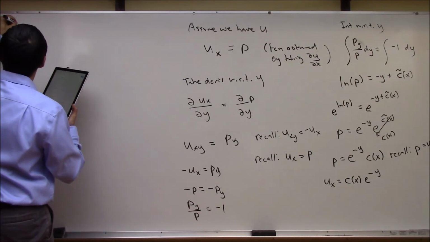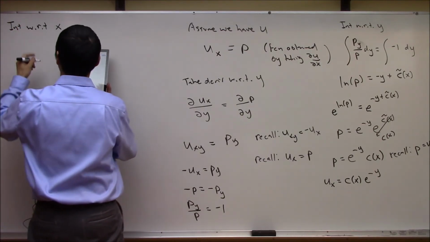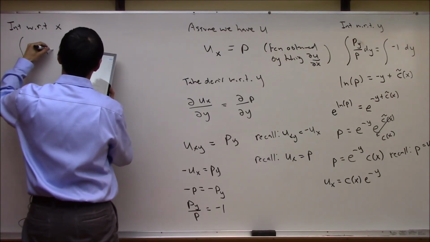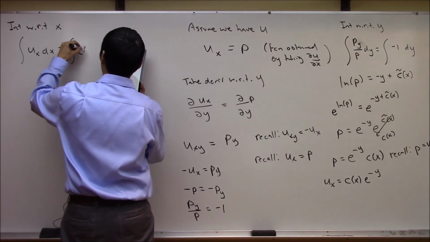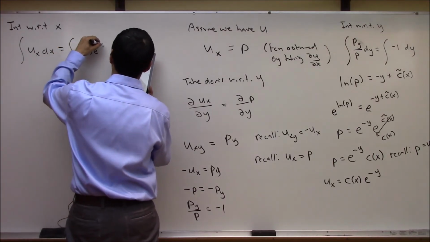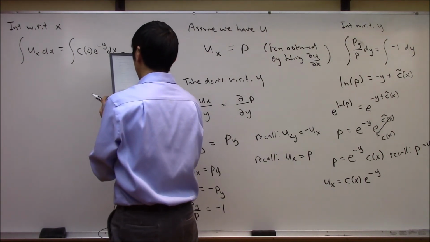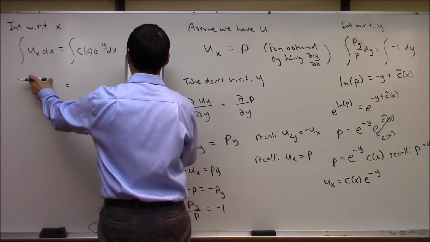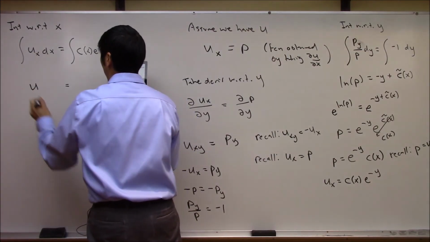So now integrate with respect to x, both of these sides. So I'm going to integrate u sub x dx here. This has got to equal the integral of c of x times e to the negative y dx, like such, right? All right, so the left-hand side is pretty obvious. This is just u. Great, that's what I'm looking for.